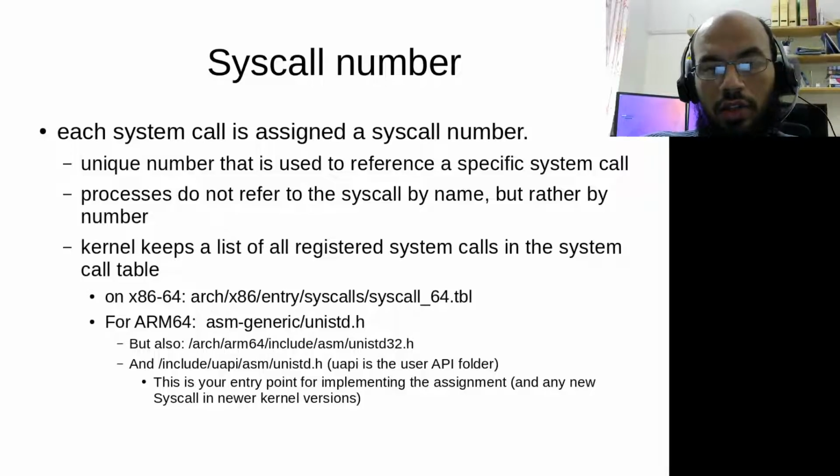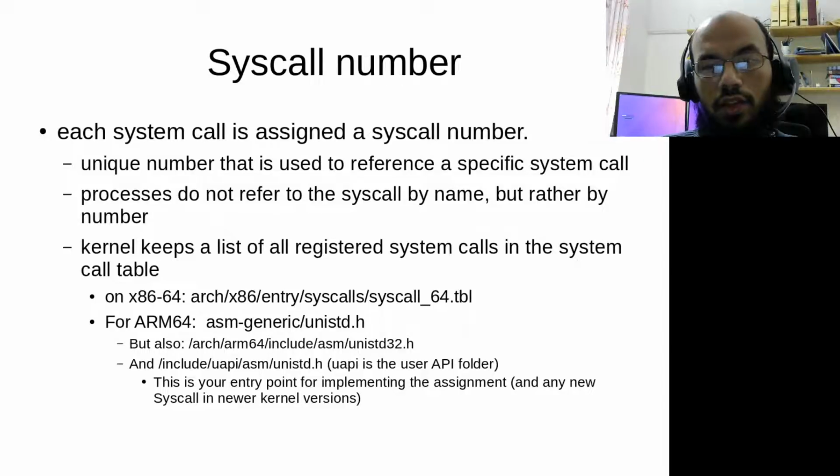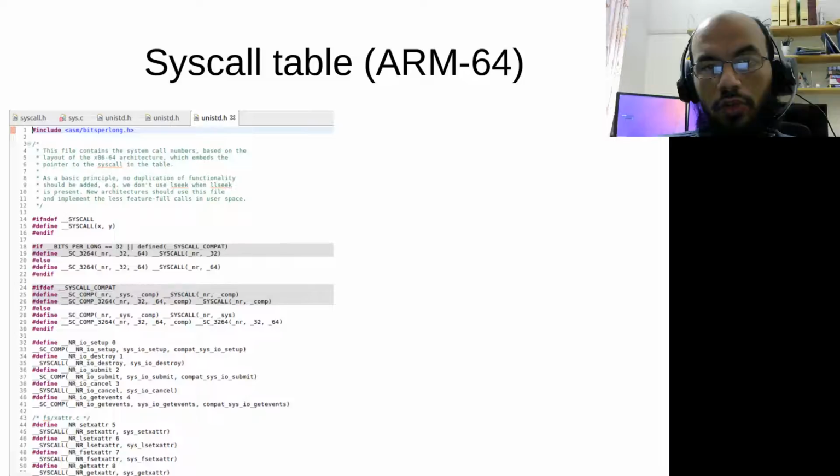But this is basically where you find the syscall tables, these two. And the second one is actually your entry point to implementing the assignment, to add new system calls to the system call tables. So this is the syscall table for ARM64, and it looks something like this.